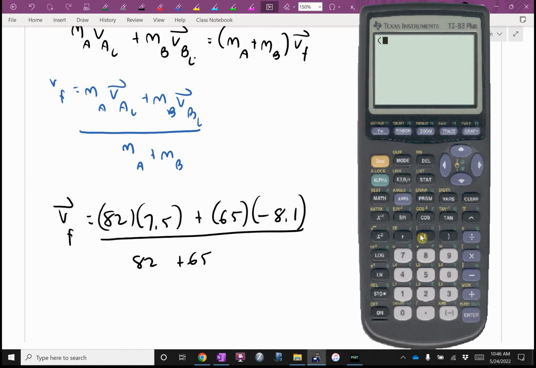So I don't know whether I'm going to end up with a north or a south here. 82 times 7.5 plus 65 times negative 8.1. Close off the top, divided by, open up a bracket, 82 plus 65. If I get a positive answer, what direction will that be? If I get a negative answer? South. Unless you let south be positive and north be negative, but we'll still get the same direction at the end. I got positive 0.602, is that correct?